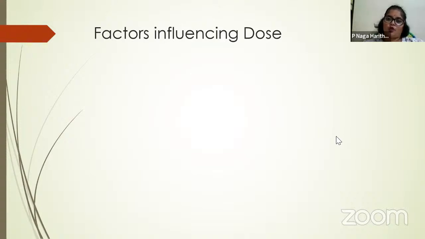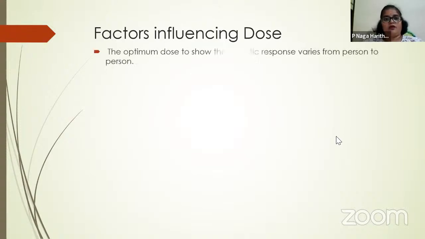Sometimes whenever we go to the doctor, he would write the dose and everything. After coming home, we forget whether we really listened to the doctor properly or not. At that time, this kind of simple tip will really help you in deciding how much dose of the drug has to be given. So the optimum dose to show the therapeutic response varies from person to person. Really? Why does the therapeutic response vary from person to person? Obviously, because there are various factors affecting that therapeutic response in the body.